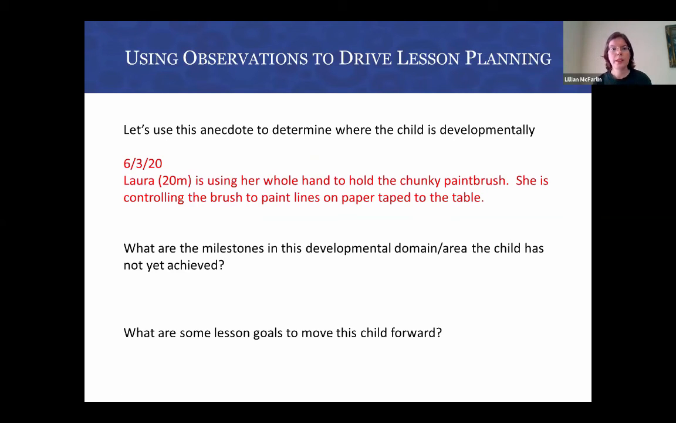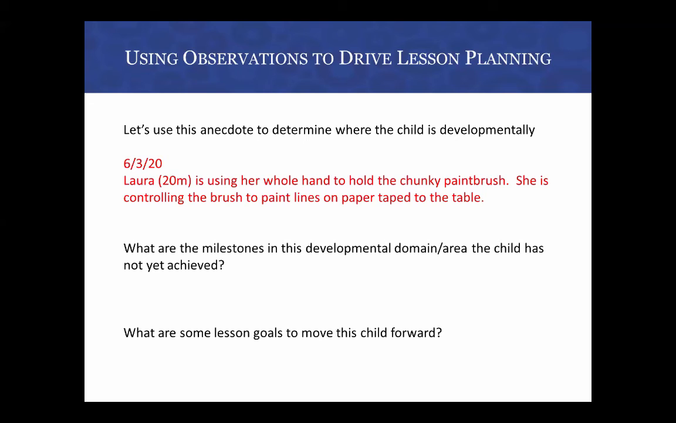So now we're going to use an anecdote to figure out where this child is developmentally. Remember this anecdote? Laura is 20 months old. She's using her whole hand. Do we remember what kind of grasp this is called? Trick question. Palmar. Oh, I owe her a gold star. I winged it. I didn't even know.